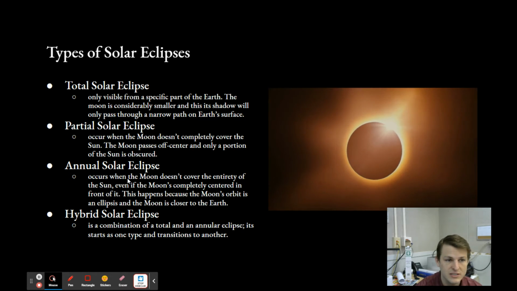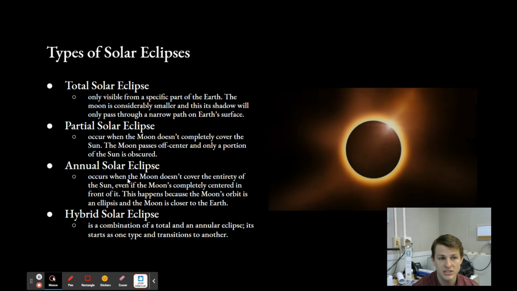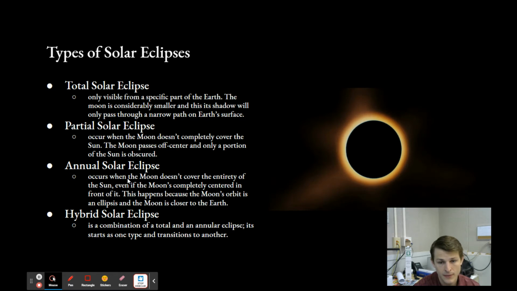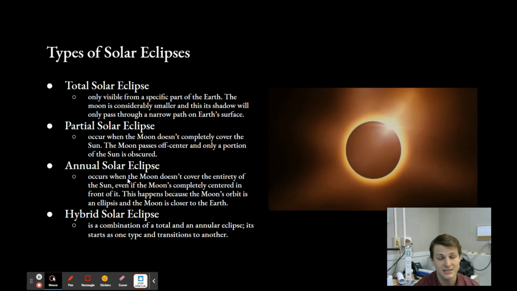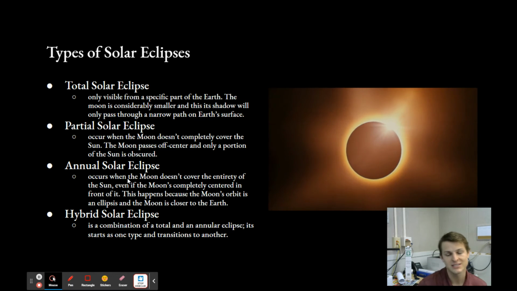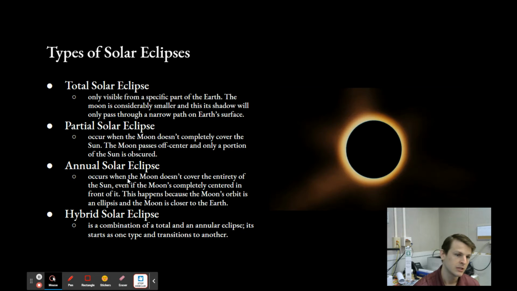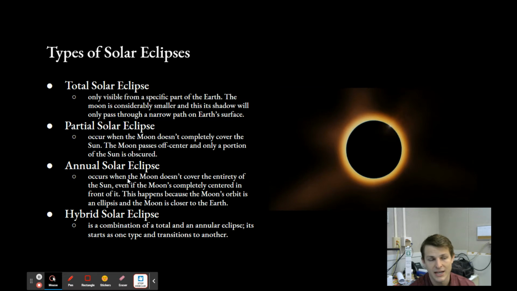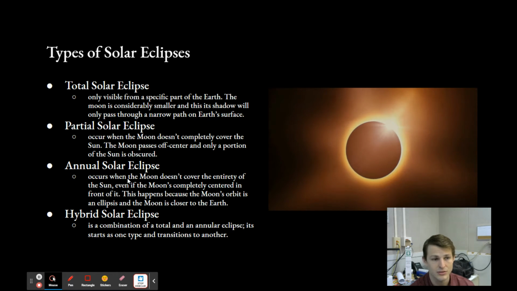This is only really visible in specific parts of the Earth. The moon is considerably smaller, but because of the size and distance, if all goes correctly, they do line up, versus the moon being smaller than the sun or the sun being smaller than the moon. So that is a total solar eclipse. These occur the most rarely out of the 4 different types of solar eclipses.